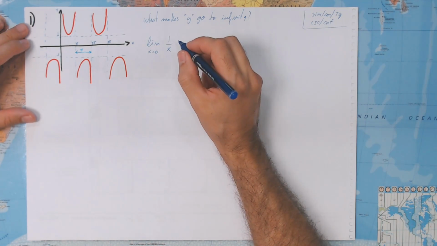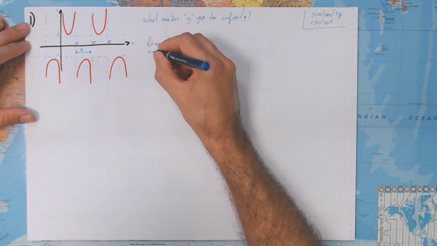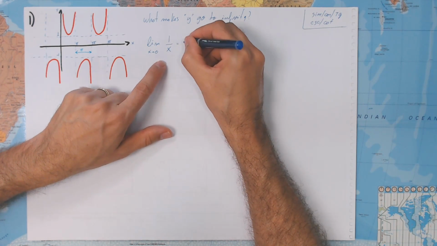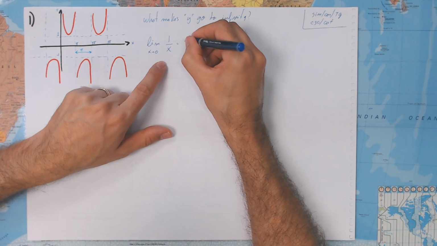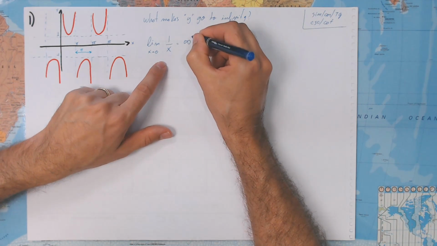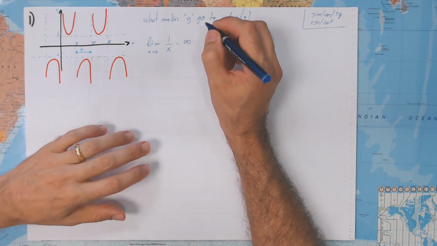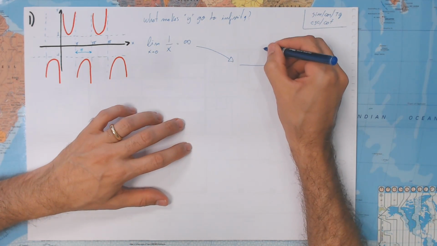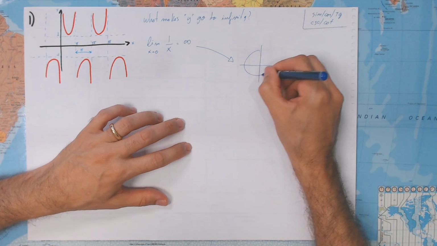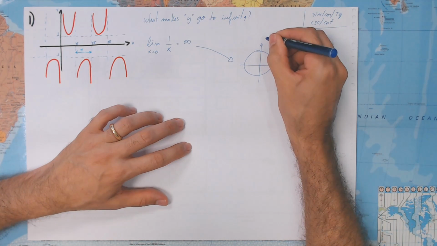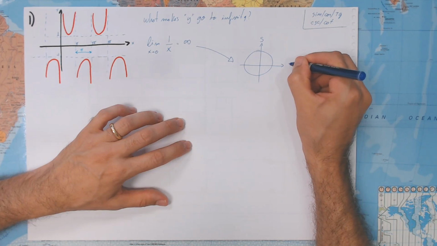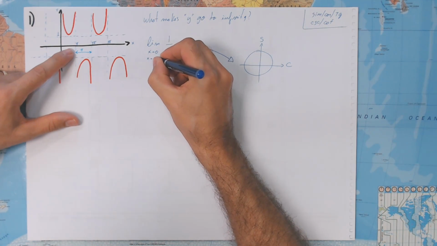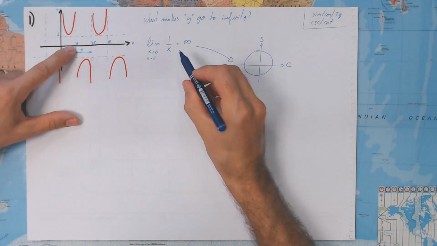Why? Because when x goes to 0, 1 over x is going to tend towards infinity. Okay, now from that, where do we go? Let's go to our trigonometric circumference. This is going to be the sine, and this is going to be the cosine. Well, we also know that when x goes to pi, we also go to infinity.